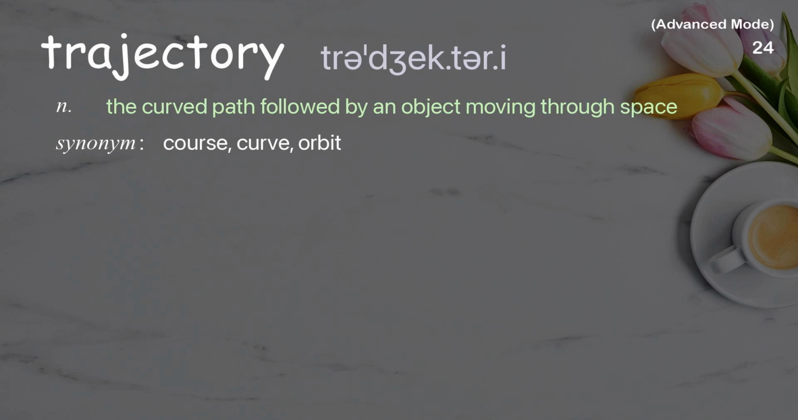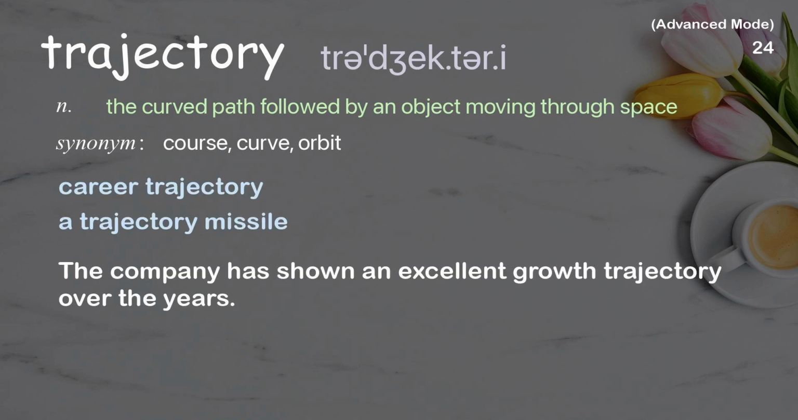Trajectory. The curved path followed by an object moving through space. Examples: Career trajectory. A trajectory missile. The company has shown an excellent growth trajectory over the years.